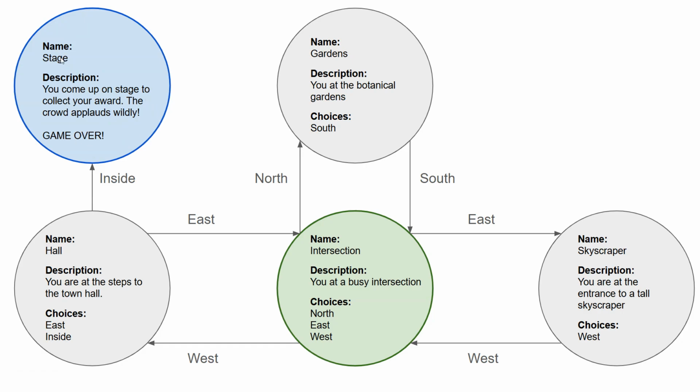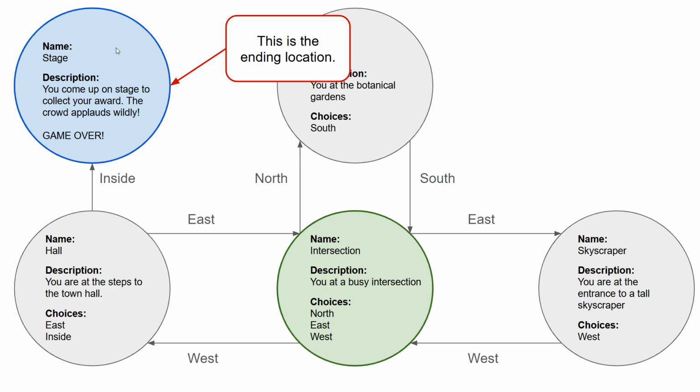which is stage. Description, you come up on the stage to collect your award, the crowd applauds wildly, and the game is over. So the description for the final location can be a little bit longer as you explain what happens to finish your game. Okay, this is the ending location. Notice it's in blue in my diagram here. And notice there are no choices going away here. All the other locations have got choices. The ending location doesn't have any choices because that's where the game is going to finish.